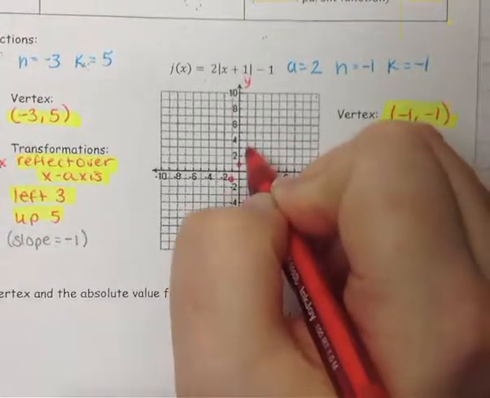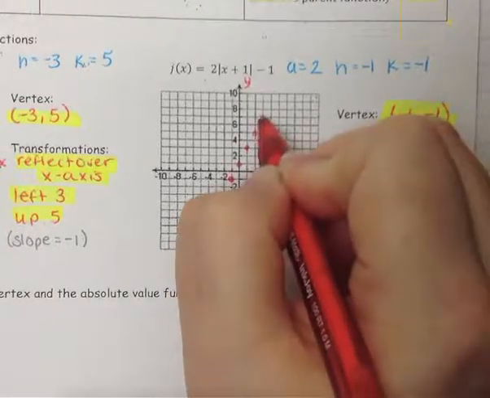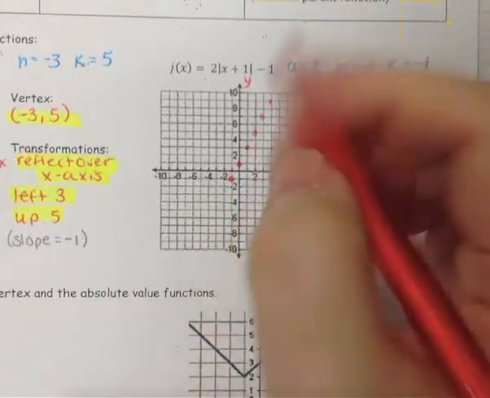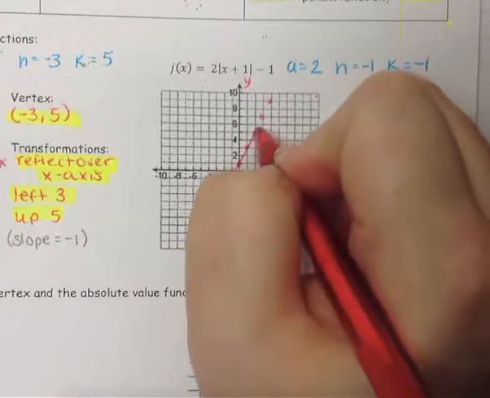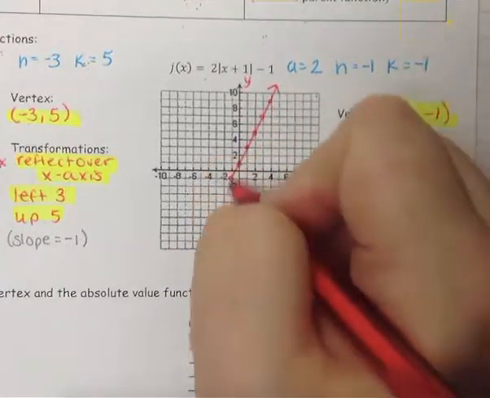We're going to keep doing that, up 2, right 1. But we can only go in that direction. So when we connect our points, we're forming a ray that will stop at our vertex.